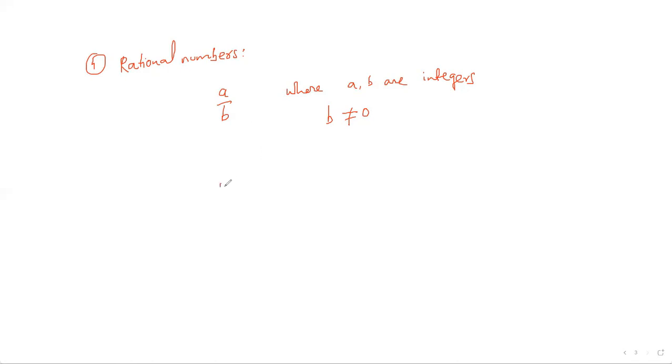For example, 2 by 3. 2 is an integer, 3 is an integer. So it's a rational number. Minus 4 by 7. Minus 4 is an integer, 7 is an integer. So it's a rational number. Take the whole numbers. 2. By looking at it, it doesn't look like a rational number, right? But you can express this as 2 by 1, right? 2 is the same as 2 by 1.